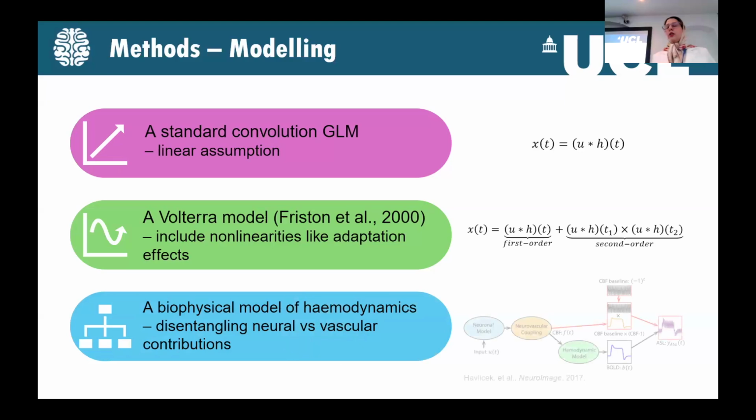And then third, we use a biophysical hemodynamic model. This model makes more physiologically informed assumptions, and it's based on a Bayesian framework, so it provides a richer picture for us, and it also accounts for both neural and vascular contributions. For example, it explicitly includes parameters like neural efficacy and vascular transit time.